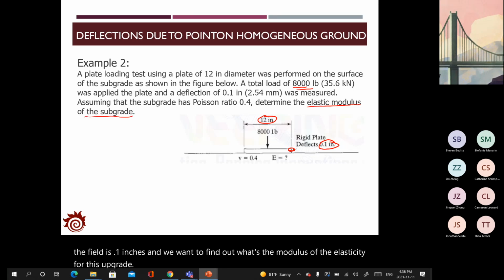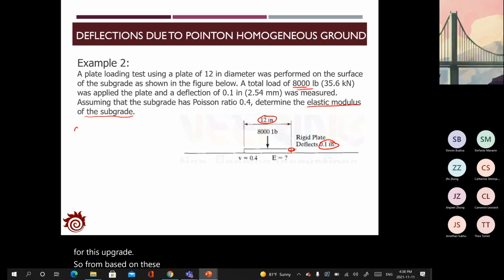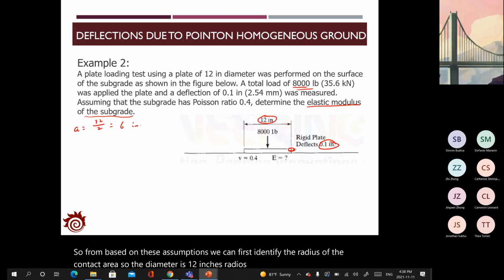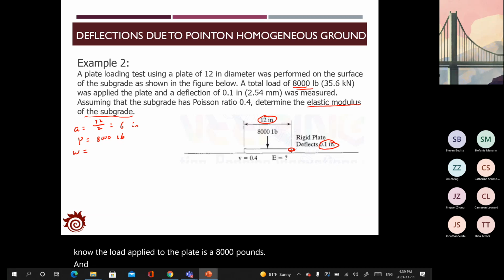Based on these assumptions, we can first identify the radius of the contact area. The diameter is 12 inches, so the radius will be 6 inches. We also know the load applied to the plate is 8,000 pounds, the deflection of the rigid plate is 0.1 inch, and the value of Poisson's ratio mu is 0.4. With that, we can then recall the formula of the deflection for the rigid plate.